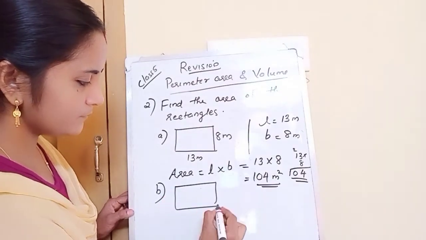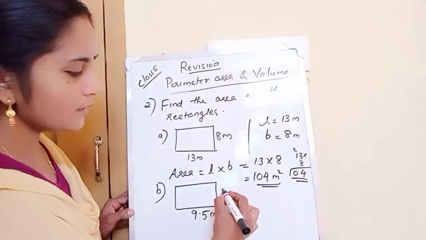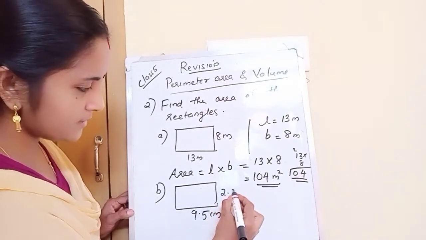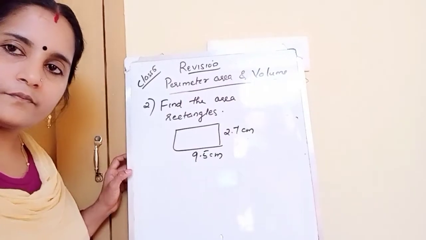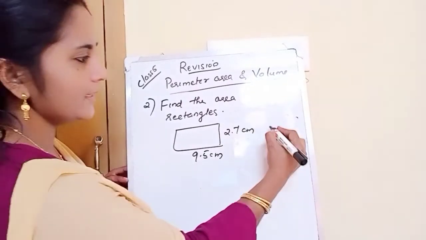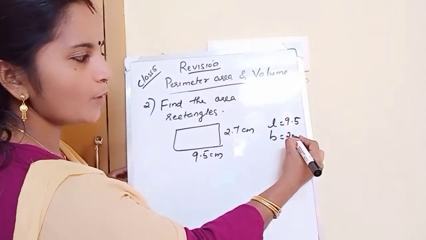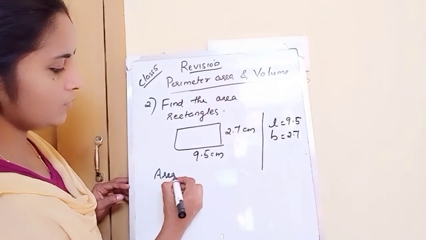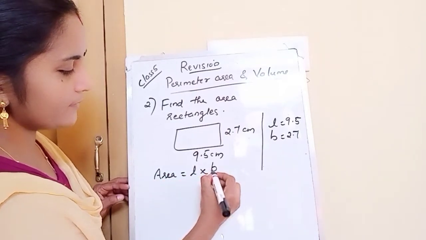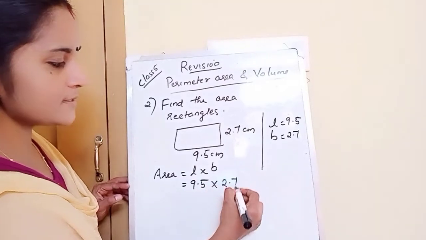This is the first question, and the second one is 9.5 centimeter and 2.7 centimeter. Okay, this is the question. Here the length is given as 9.5 and breadth is 2.7. Area is equal to length into breadth, that is 9.5 into 2.7.